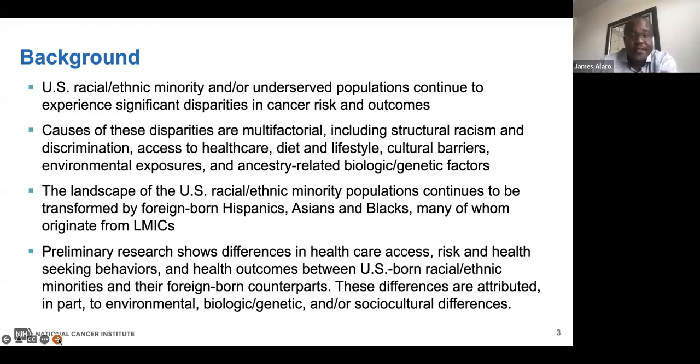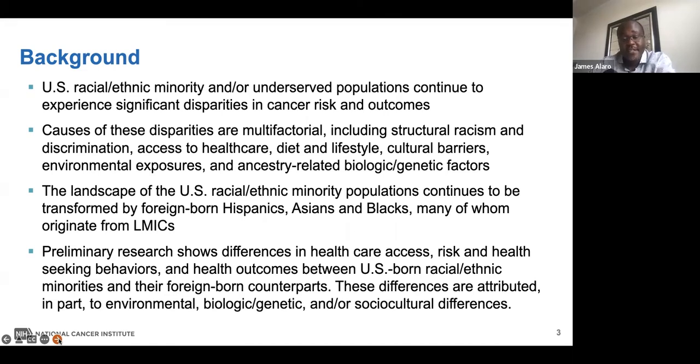We are also aware that the US population landscape is changing, with most of the people making up these minority populations now coming from abroad, for example, foreign-born Hispanics, Asians, and Blacks. Interestingly, most of those people are coming from LMICs, and as we are aware, the projections of cancer incidence and mortality in LMICs are really grim. So as we think about addressing health disparities here in the US, it's important that we think about the regions where these individuals are coming from.